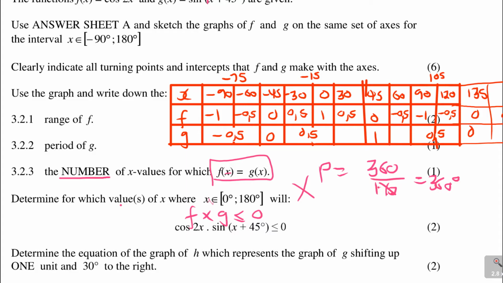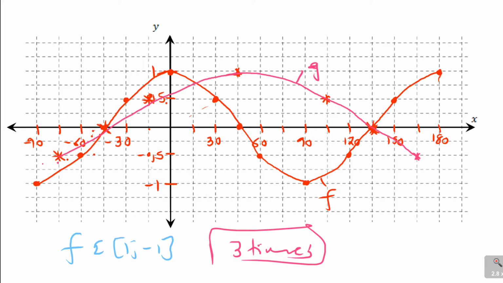They are saying x is an element of 0 to 180. So I come from 0, here, this point, up to 180 is that point. Where I multiply these two graphs, when I multiply them, I will get a negative. So how do you work this out? You look at the graph. One must be positive, one must be negative. For you to get that, look at this line. Here, all of them are positive.